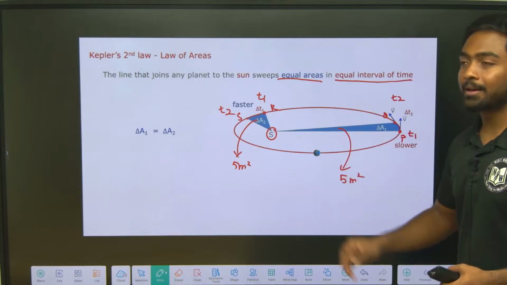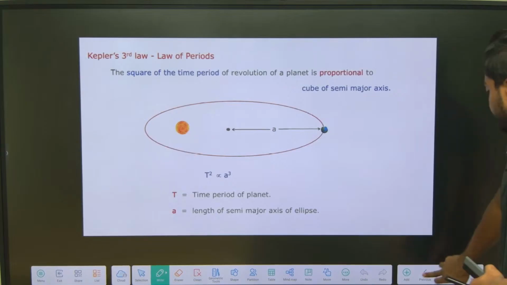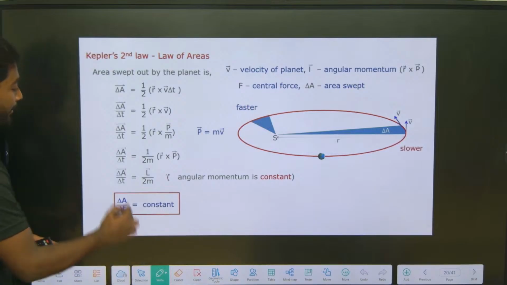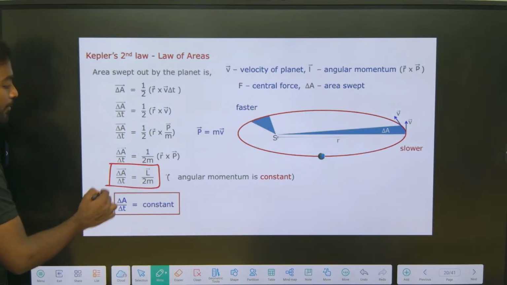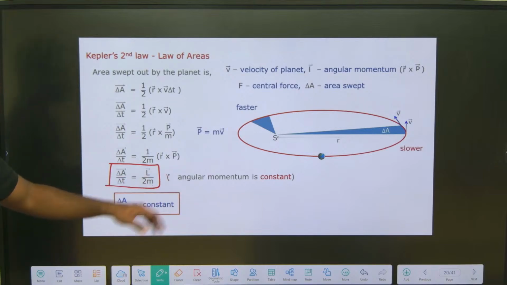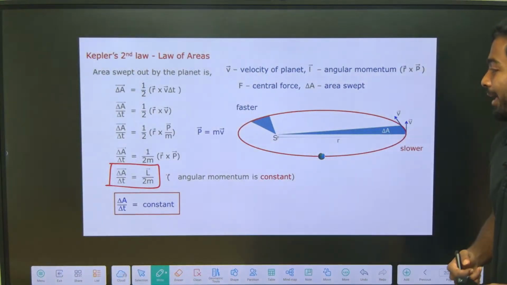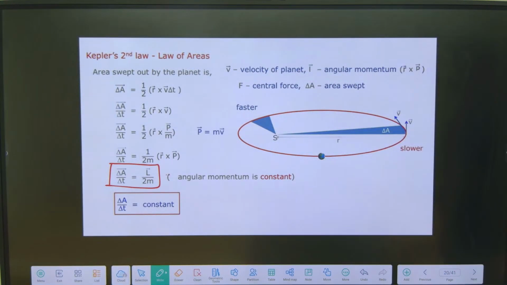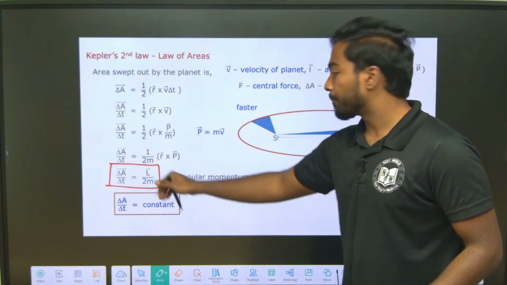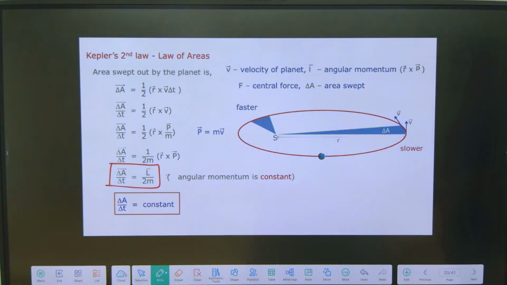So this is Kepler's second law and the formula is delta A by delta T will be equal to a constant, which can be rewritten as delta A by delta T will be L by 2m. L is nothing but angular momentum and m is nothing but mass, right. A and T are nothing but area and time. So A by T will be equal to L by 2m is the formula for Kepler's second law.